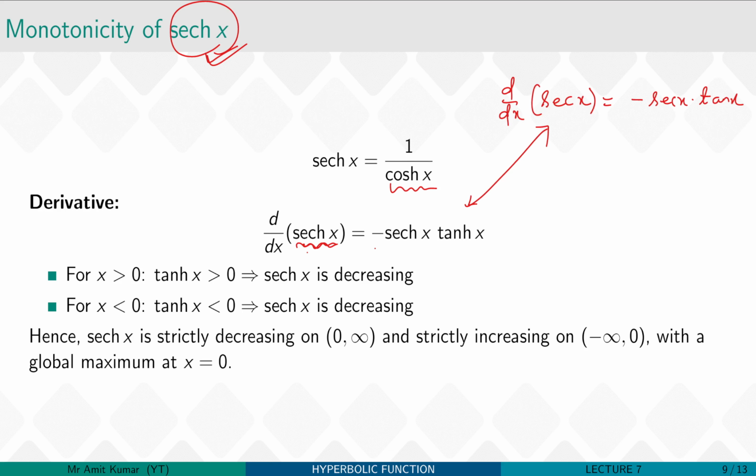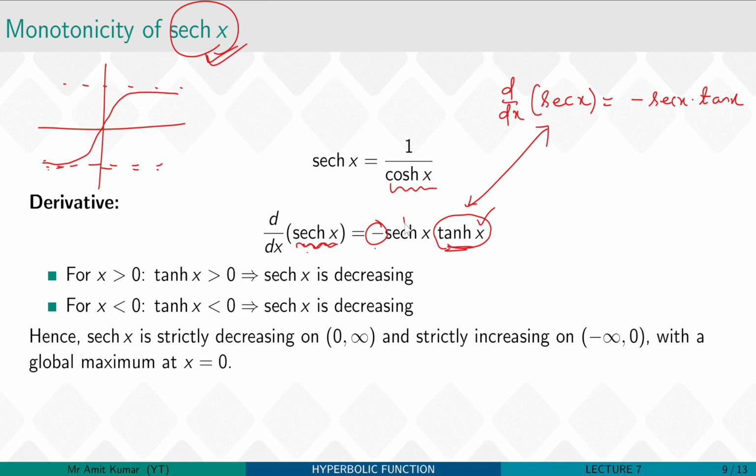What is the graph of tanh x? Basically, the graph of tanh x is like this. For some values of x, the graph is below the x-axis, and for some values of x, the graph is above the x-axis. So tanh x is positive for some values of x and negative for some values of x. And here is also a negative sign.